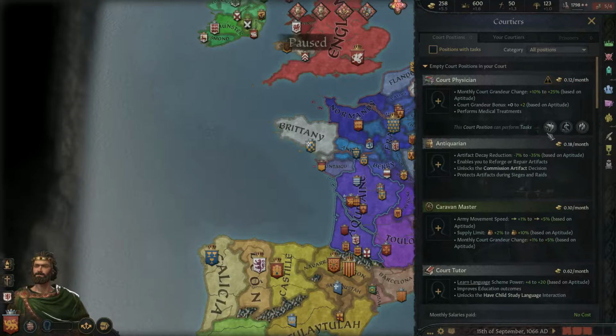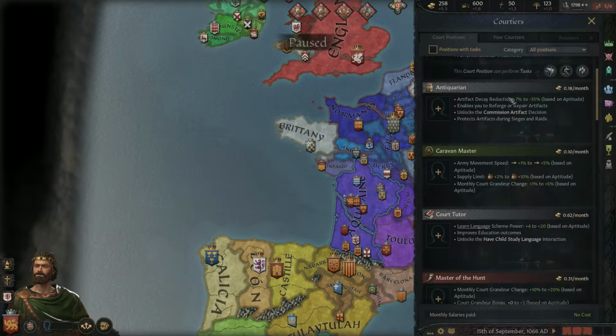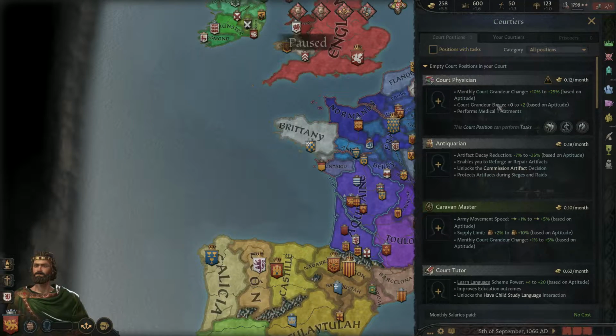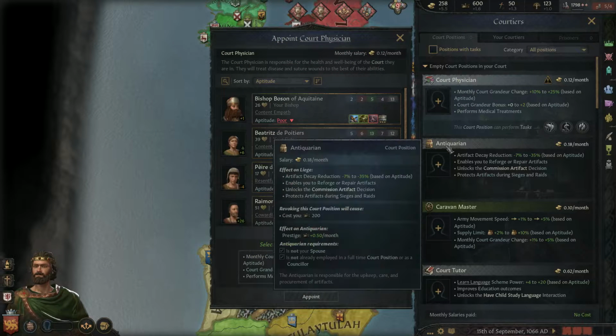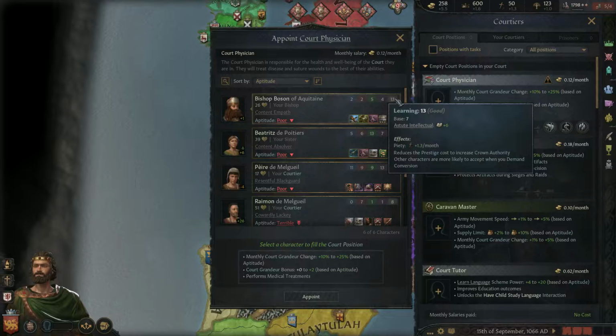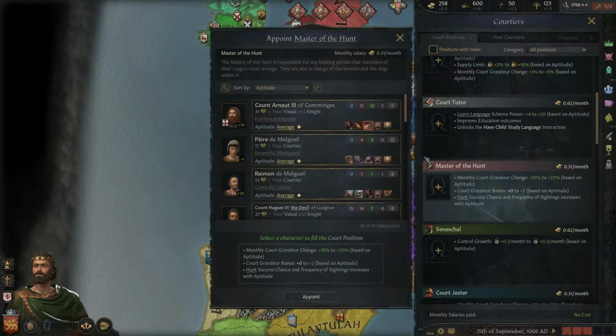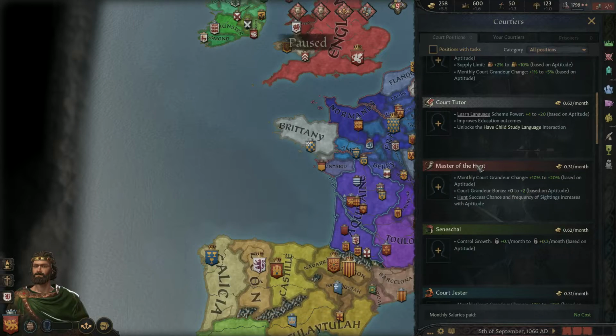Let's go to our courtiers. Here we have all court positions. Again, this may differ depending on what DLC you do or do not have, but this is where you'll find all of your jobs, people you can just recruit in, and again, a lot of these are tied to stats. For example, court chaplain is tied to learning, while master of the hunt would be martial, and you can see that with the color coding there.